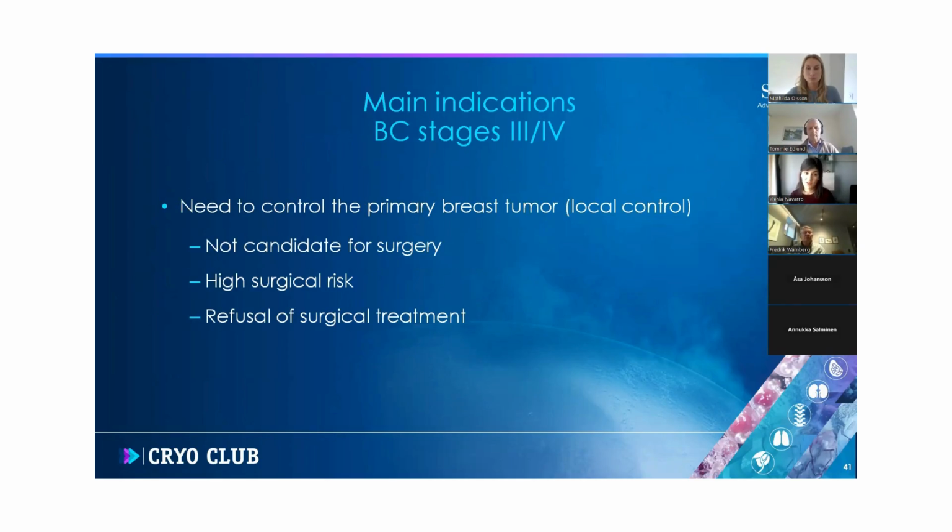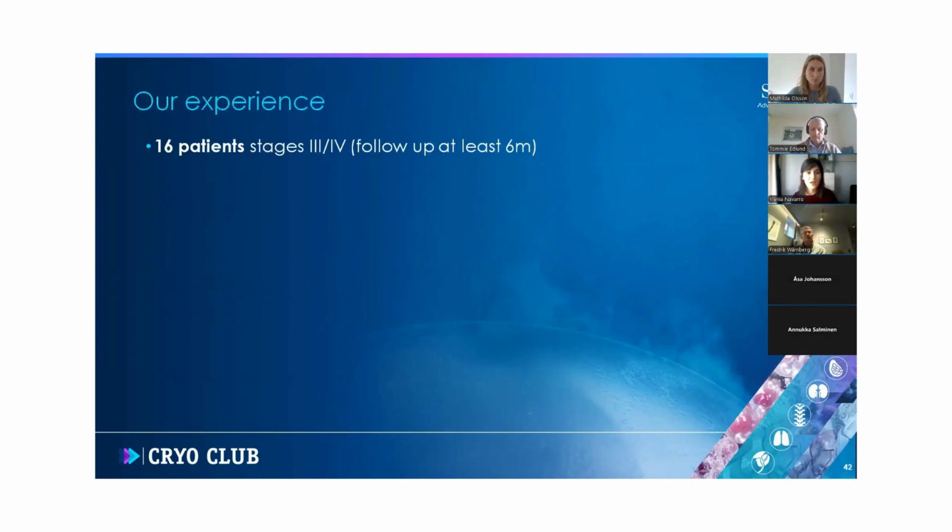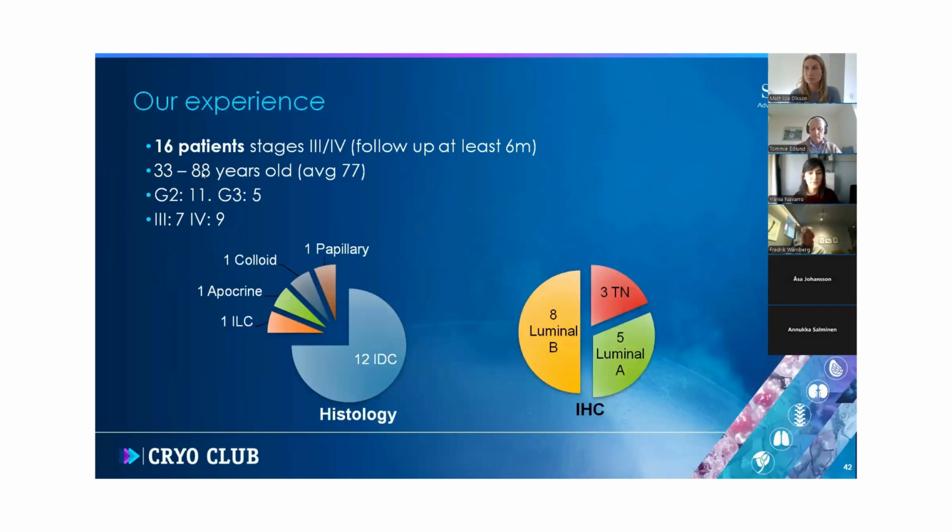The main indication in this group is the need to control the primary tumor in the breast in patients not candidates for surgery, with high surgical risk, or who refused surgical treatment. In this group of patients with advanced disease, we have treated 16 women. Again, being, as you can see, a very heterogeneous group. About histology, most frequent are infiltrating ductal carcinomas, and again, hormone receptors positive.